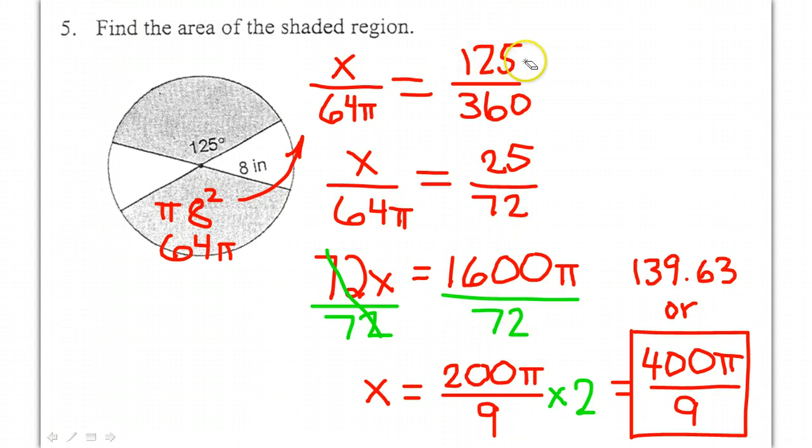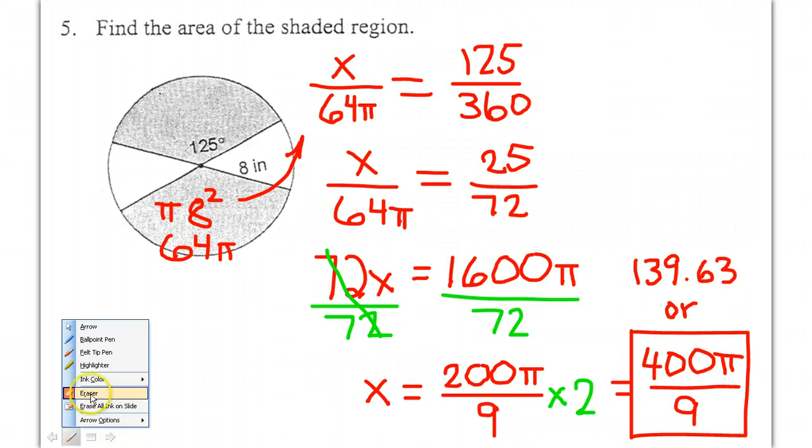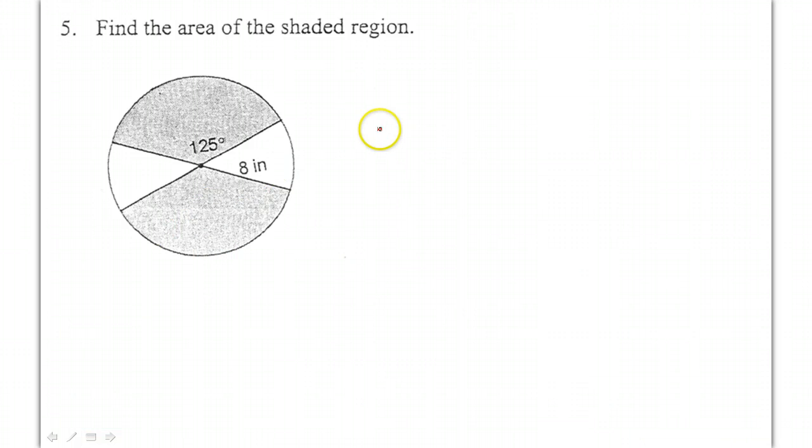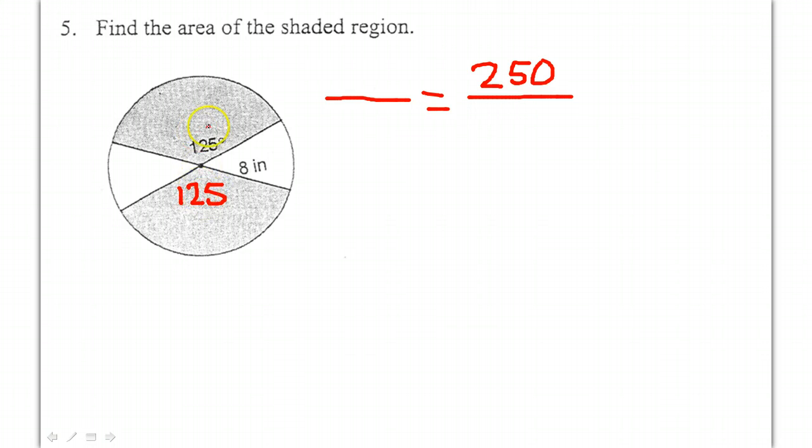Basically, instead of using 125 and then having to double it later, I could have instead used 250 degrees. And so if I double it ahead of time like that, then whatever I get for the answer, I'll be done. So in other words, I could have done this. Instead of using 125 degrees, I could go ahead and use 250 degrees. Why 250? I have 125 and another 125. Together, that's a total of 250 degrees.